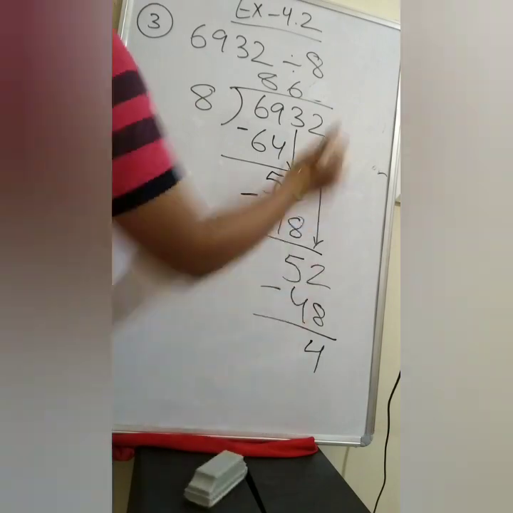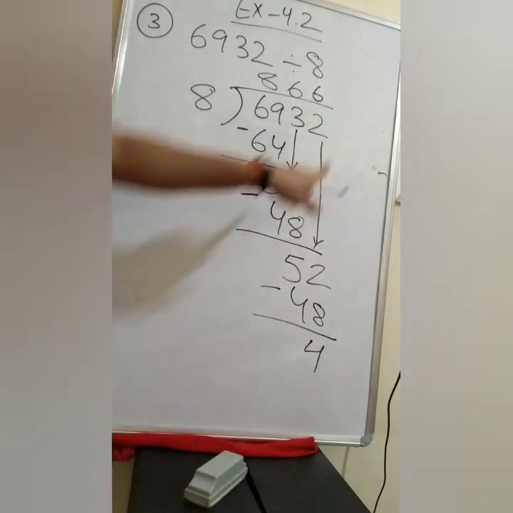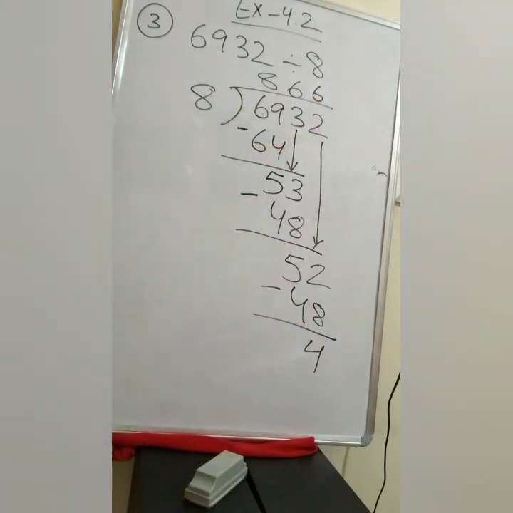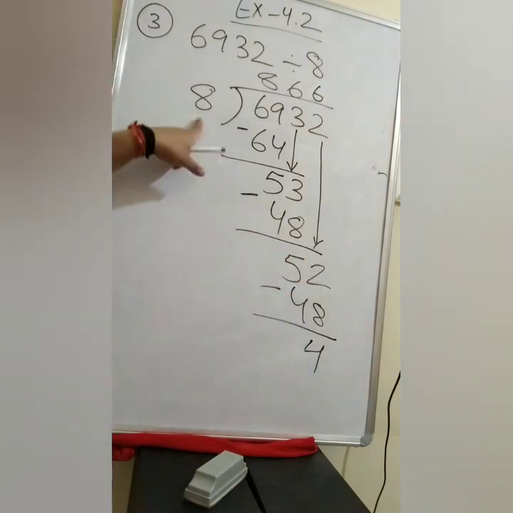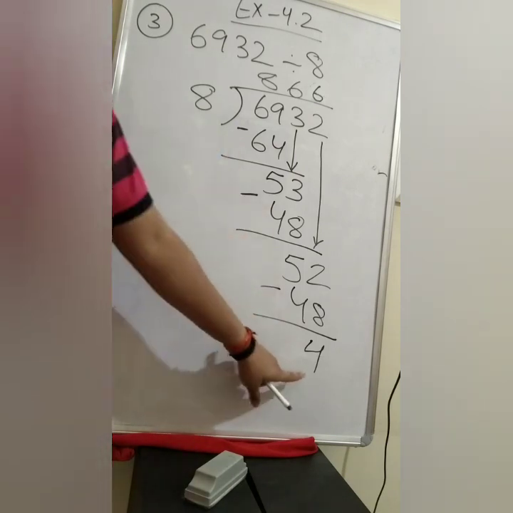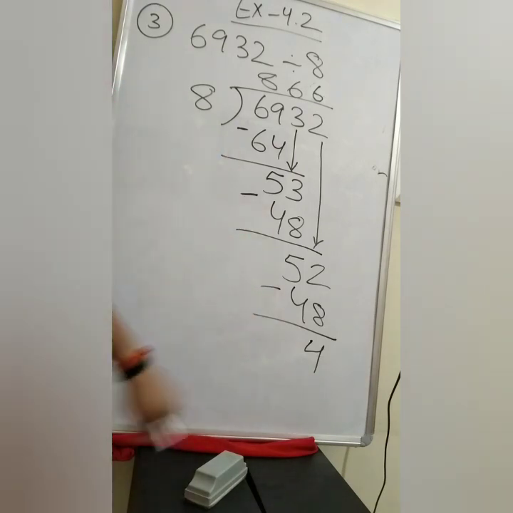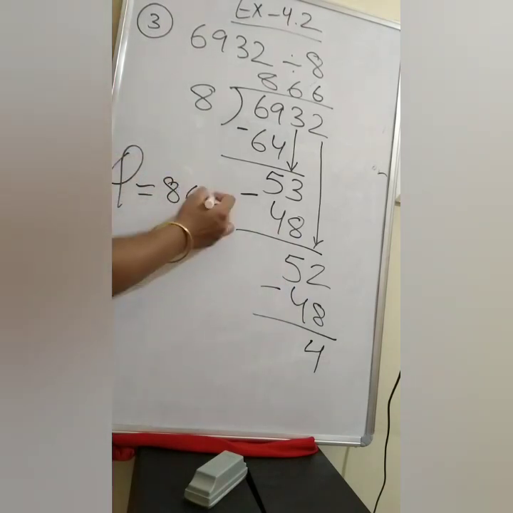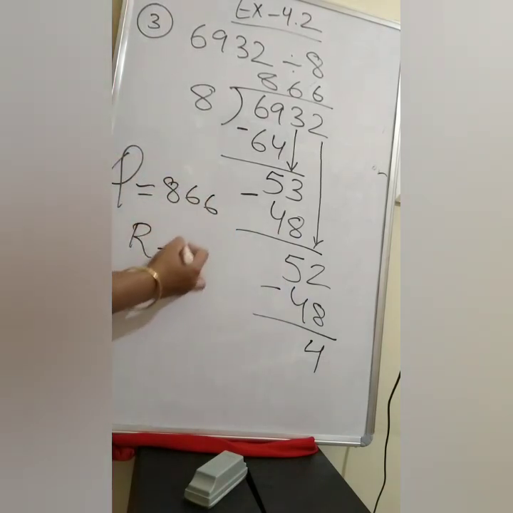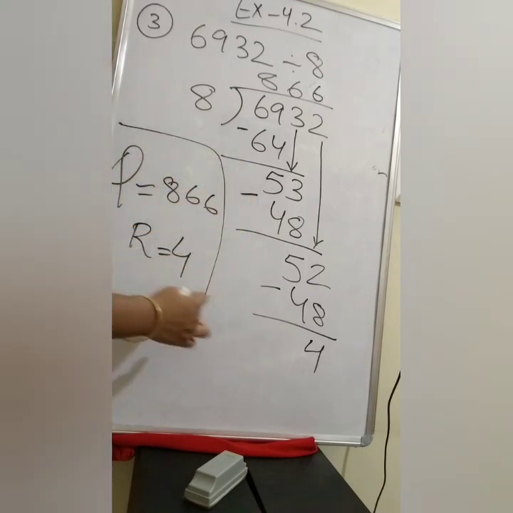Now look here. Is there any number after 2? No. There is no number after 2. And here what is the digit? 4. Is this bigger than 8? No. It is smaller than 8. So what I told you, if the number comes smaller than 8, you have to stop. So now what you are going to write? Quotient is 866 and remainder is 4.